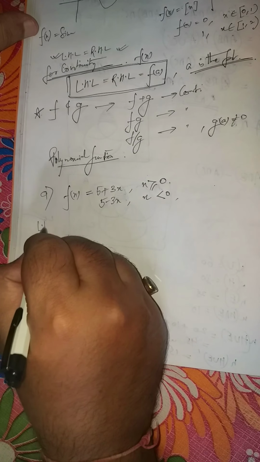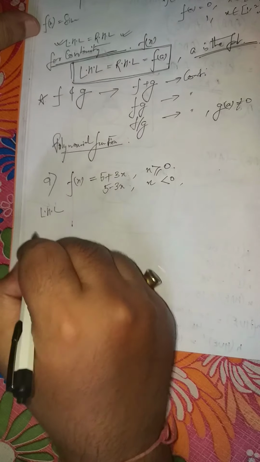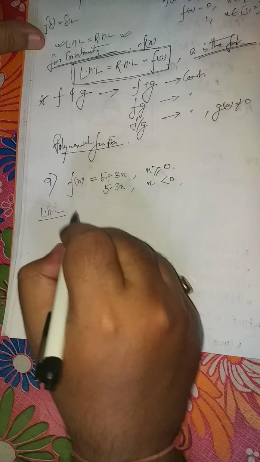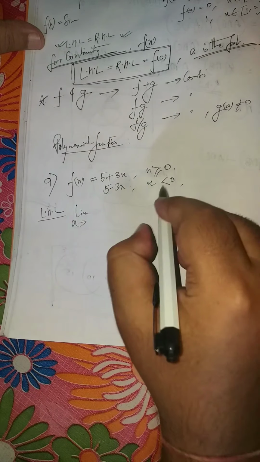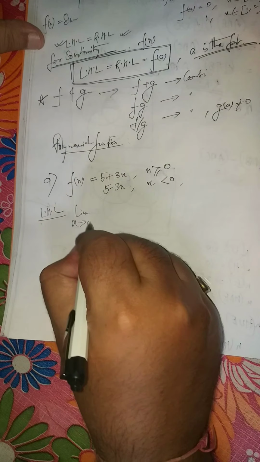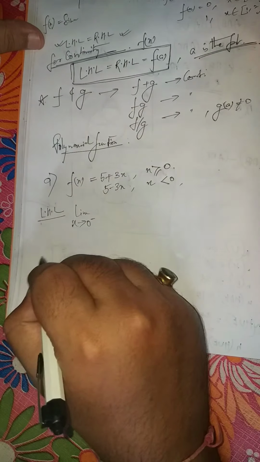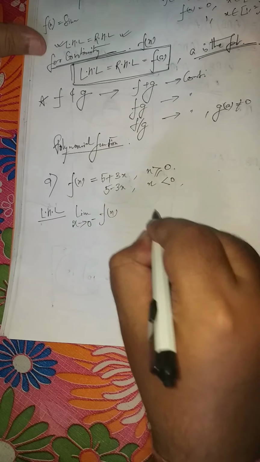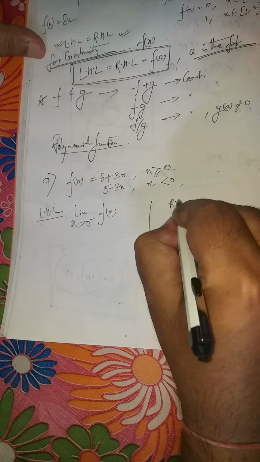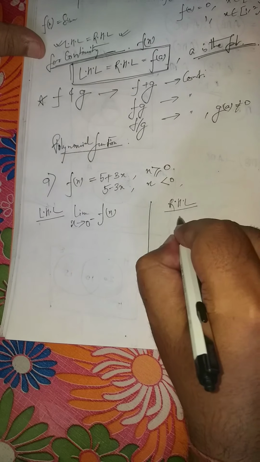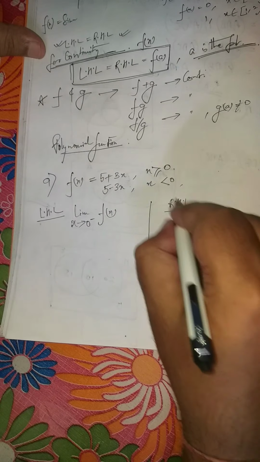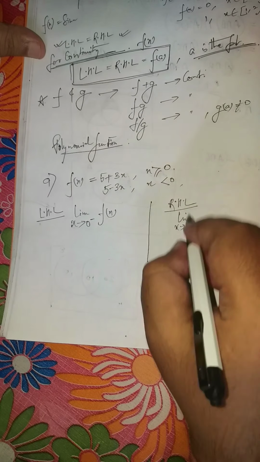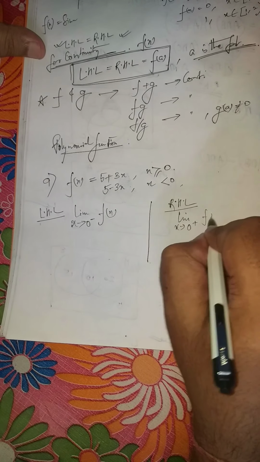For that, the first thing is you have to find LHL. How to write LHL? Limit x tends to, the point here is 0. Left hand limit means 0 minus f of x. In the same way, right hand limit: x tends to the right, right hand means plus. The point to check here is 0, that is 0 plus f of x.